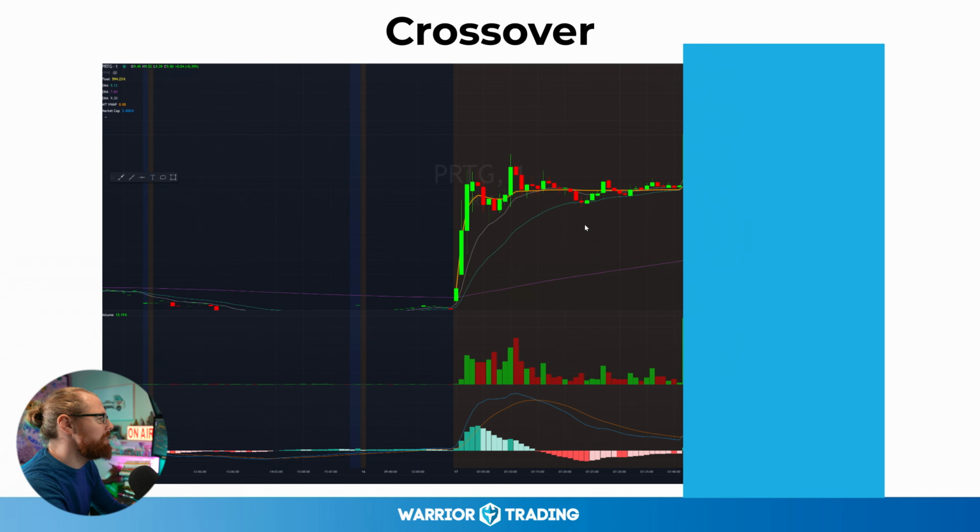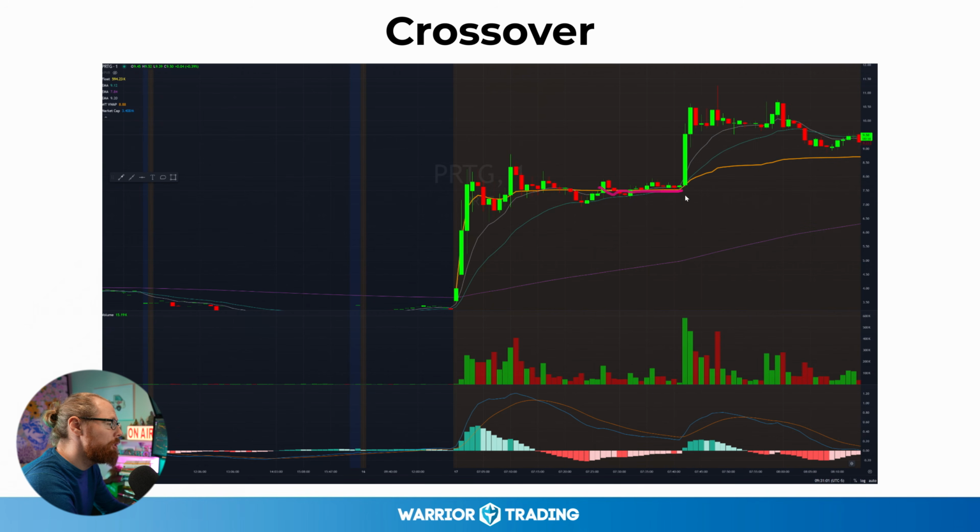So now let's look at this example on PRTG. PRTG had this big squeeze up on very light volume. It pulls back, it pops a little higher, which was nice. I got a little trade in there. And then it kind of dips down and goes sideways for a while. So through this area, it's going sideways. And then all of a sudden, what happens? Boom, it squeezes right there.